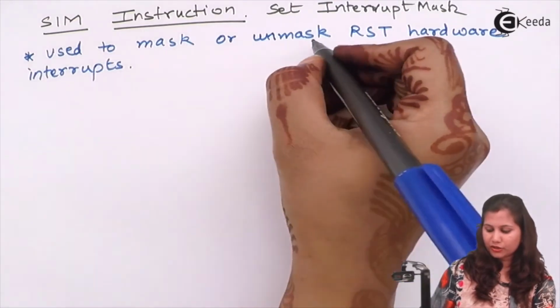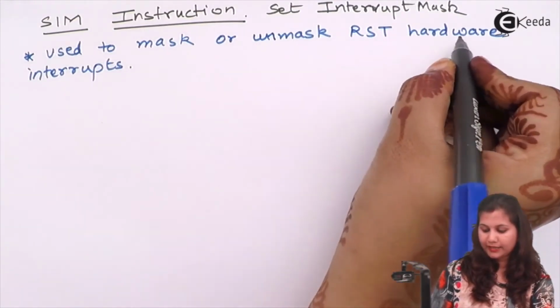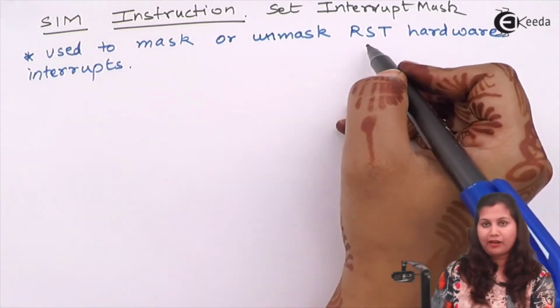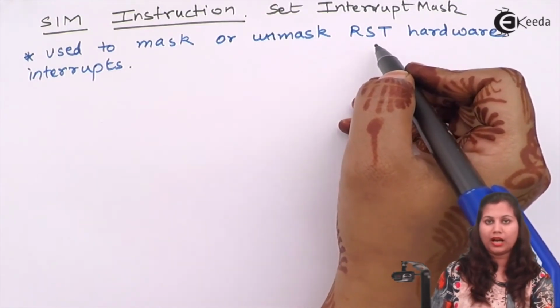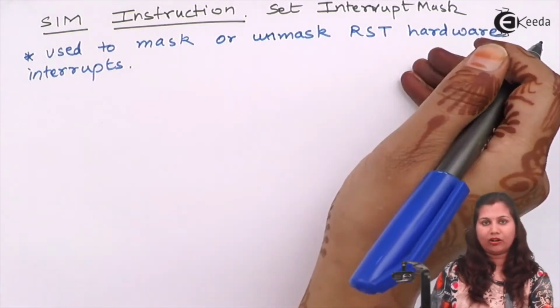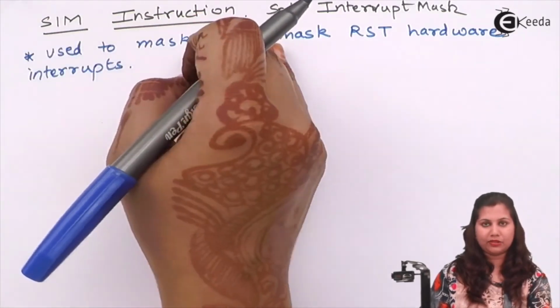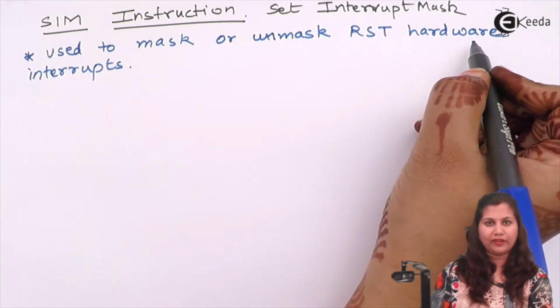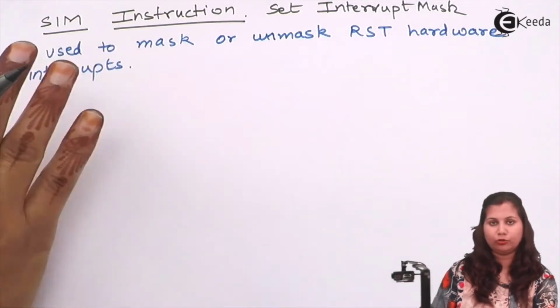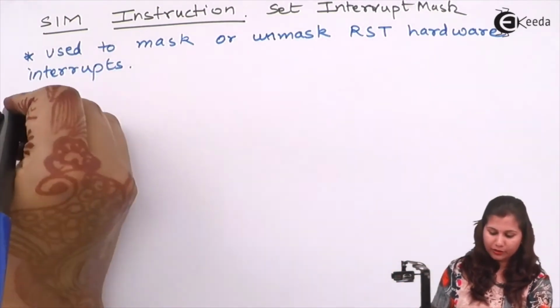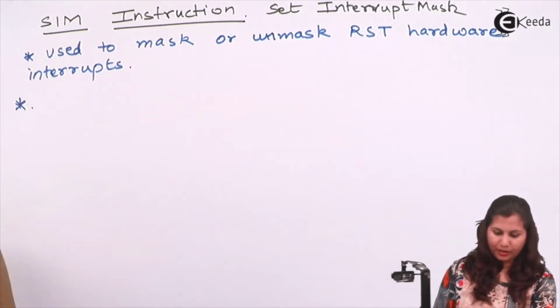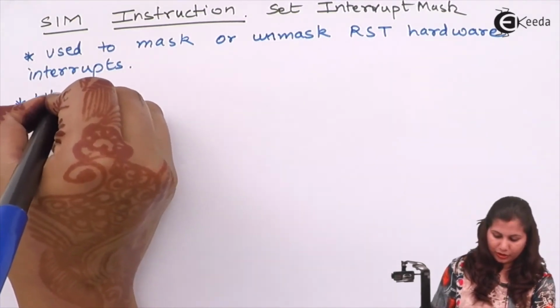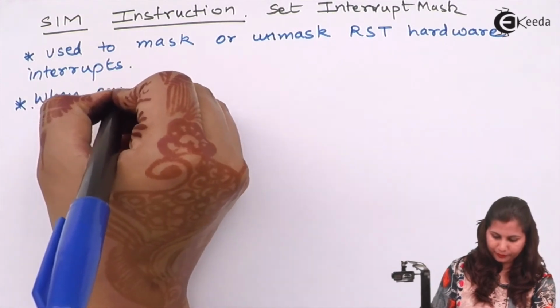So this instruction is used to mask or unmask the RST hardware interrupts. We have RST software interrupts also, RST 0 to 7. They cannot be masked by this SIM instruction. Only the RST hardware interrupts, that is 7.5, 6.5 and 5.5, can be masked or unmasked using this instruction.